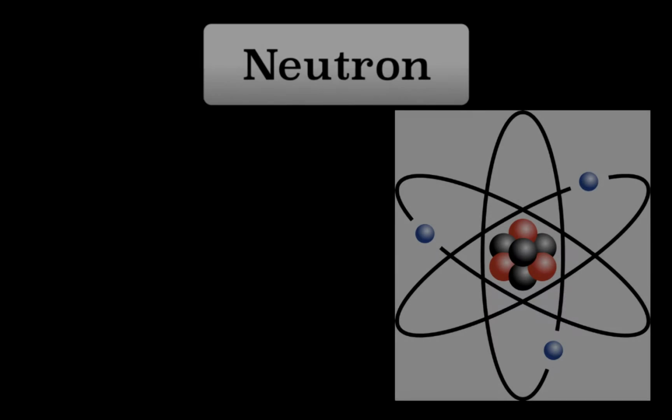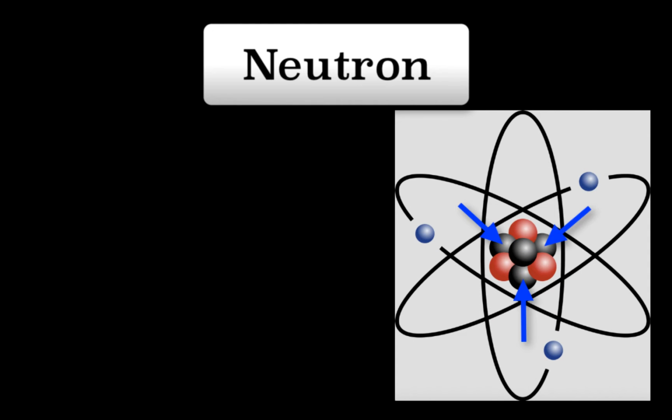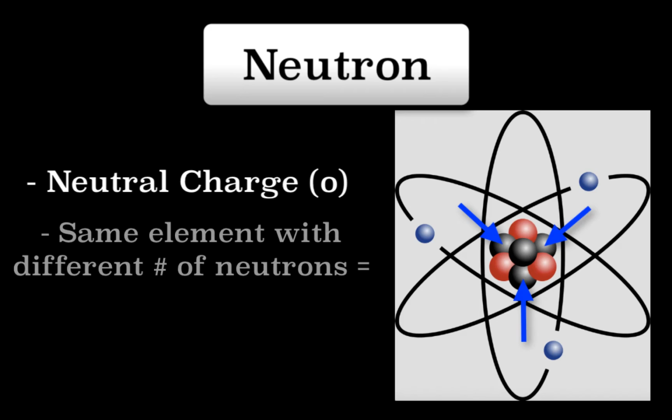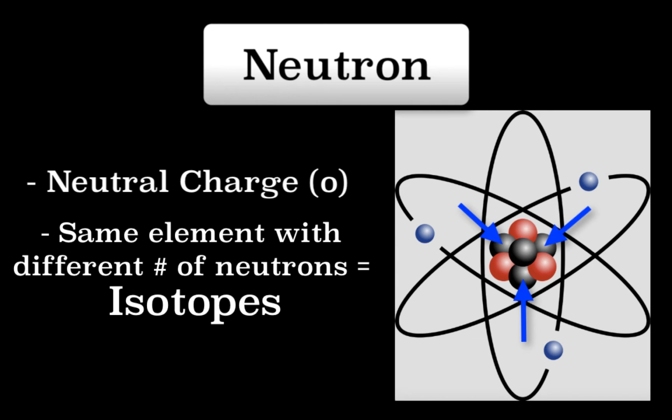Protons, you'll remember, are located in the nucleus with another subatomic particle. That other particle is called the neutron. Unlike a proton, a neutron is actually neutral in charge, meaning it doesn't have a charge. Unlike protons, the number of neutrons in an atom can actually change. When atoms of the same element have different numbers of neutrons, we call these variations isotopes. Isotopes refer to any atoms of the same element that have different numbers of neutrons.